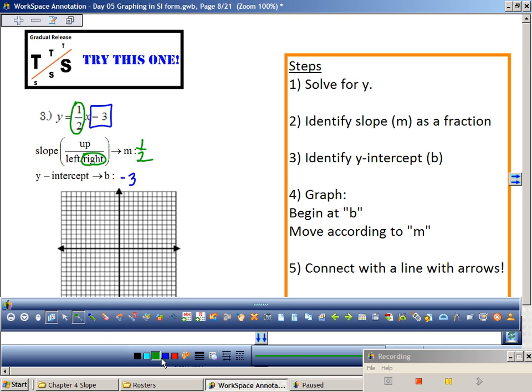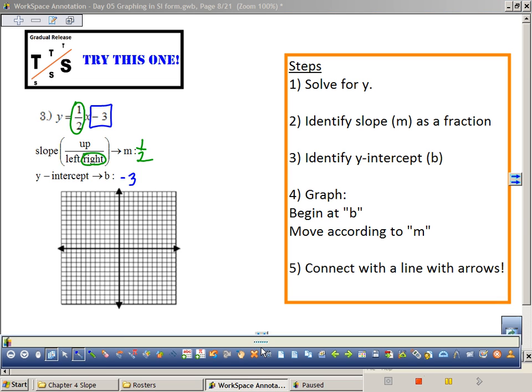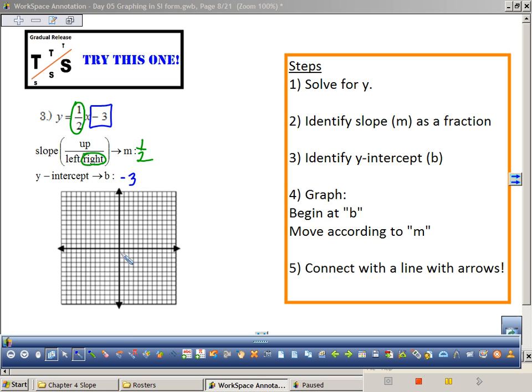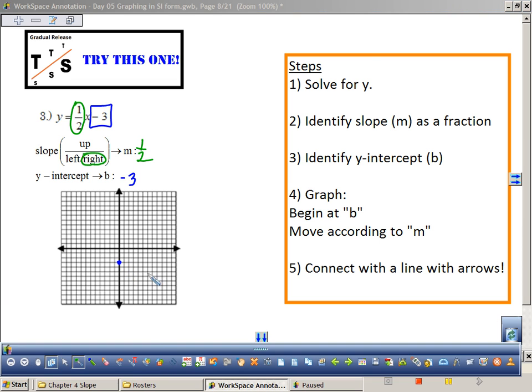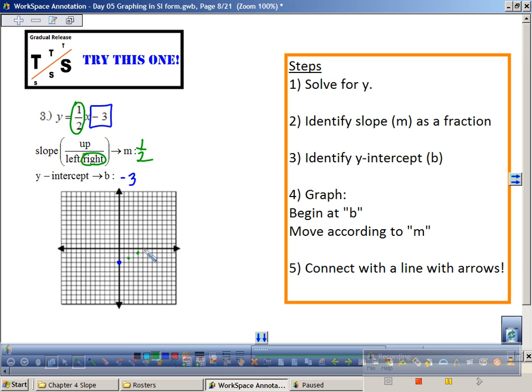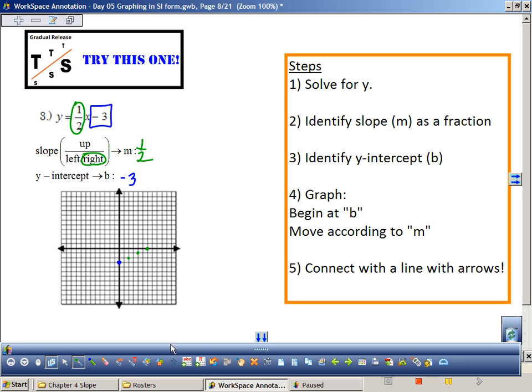Okay, so I'm going to begin at negative 3. I'm going to shift down 1, 2, 3. Translated 3 units down on the y-axis, and then I'm going to move up 1, and like Michael said, to the right 2. Up 1 to the right 2. Up 1 to the right 2. Until you feel comfortable that you've created a pretty accurate line. Questions?